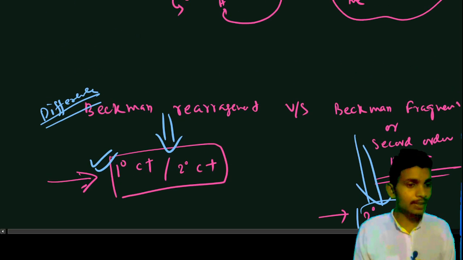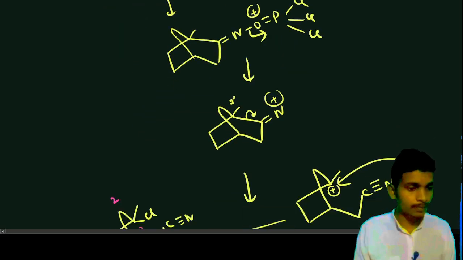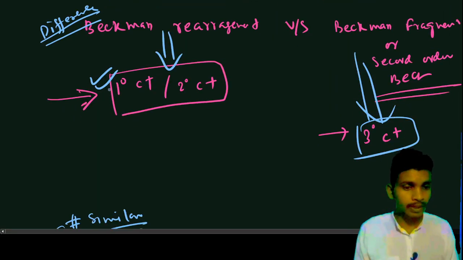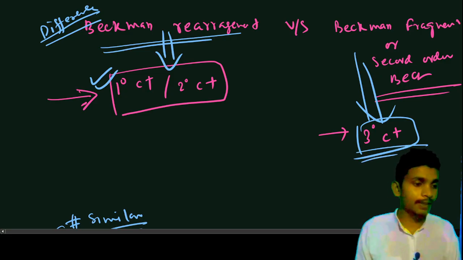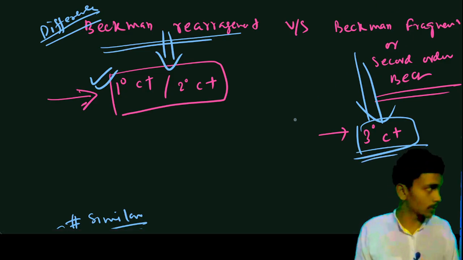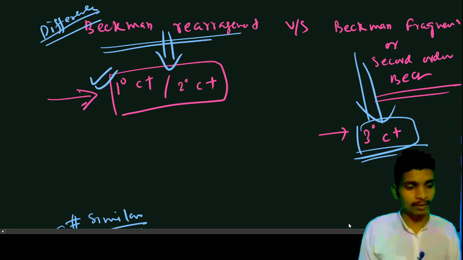Only the difference is that here if it is 1 degree or 2 degree, then Beckmann rearrangement will happen, and if it is a 3-degree carbon, then Beckmann fragmentation will happen. Okay, so today up to this, thank you. Next class we'll discuss more.